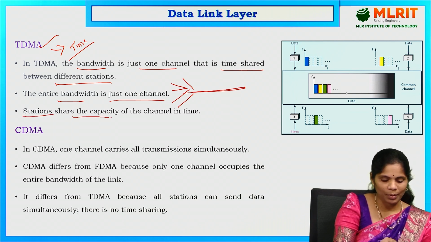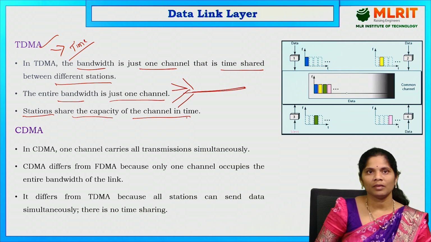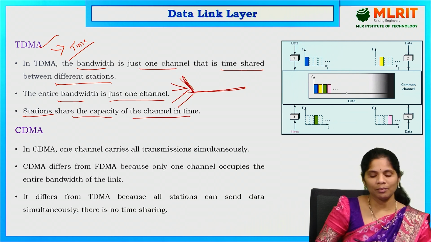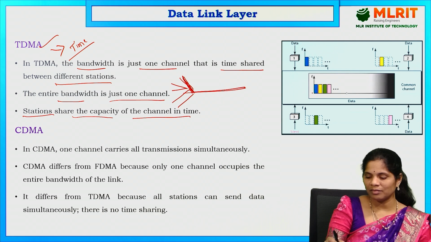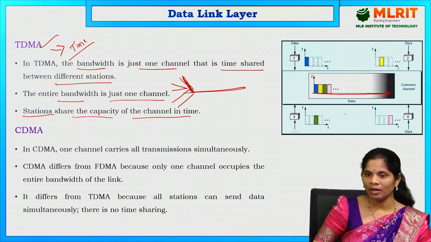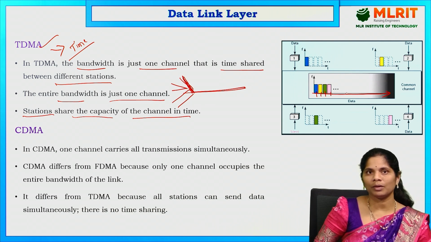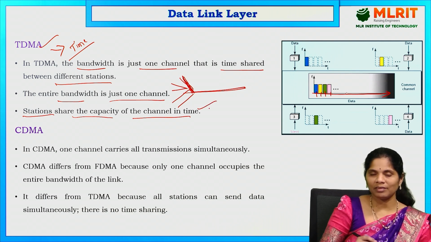Stations share the capacity of the channel in time. How is it going? For each and every station we are allocating a time slot. Based on the slot only it will send the data. That is time division multiple access. So this is the time, and based on the time we are allocating. This is a channel, and we are allocating each and every station a different timing. That is about TDMA for sending the data.